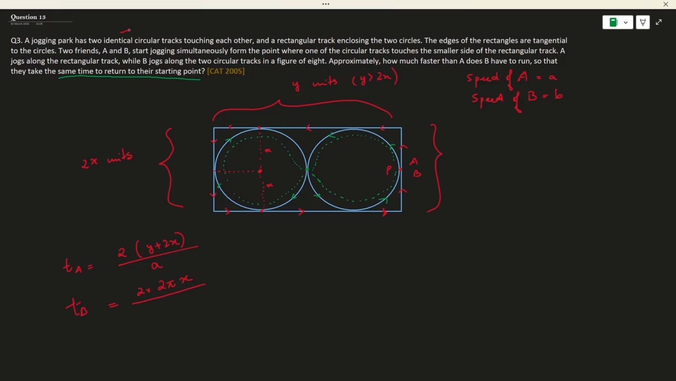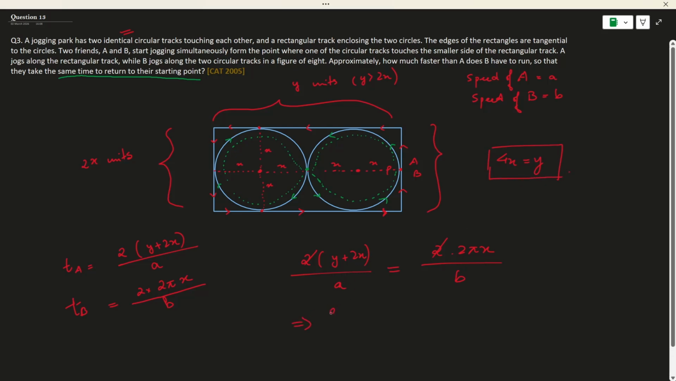Because we are told that the circles are identical, divided by b, and we are told that both of them take the same time. So 2 times (y plus 2x) divided by a is equal to 2 times 2 pi x by b. I can cancel the 2 from here and the 2 from here. Also guys, please note, this is the center. If I look at this, this is x, this is also x, this is also x, this is also x. So I have 4x, and this is nothing but y. This is the relation between x and y.